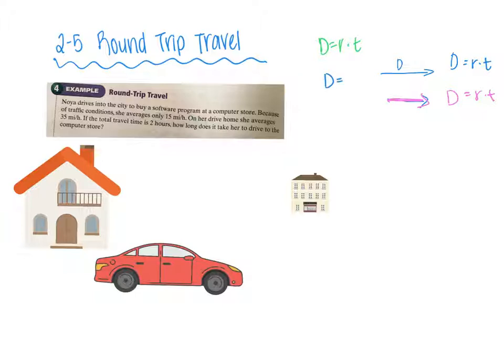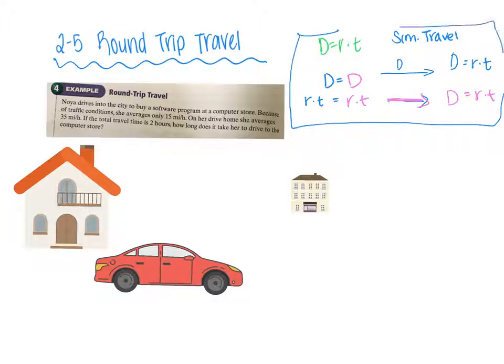Those equations generally looked something like D equals D, and then I would substitute in my rate times time for D equals my rate times time for my blue D, and then solve and get everything in terms of one variable or the other. Those were similar direction travel. Round trip travel is very similar to this, as you're going to see. So let's look at this example.